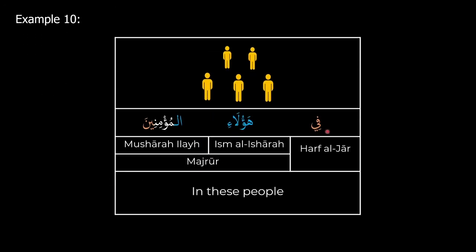Okay, and next up we have something similar. So we have fi ha'ula'il mu'minina. So fi is from our harfu jar list. And then we have ha'ula'i, which is going to be our ismul ishara because it's from our pointing word chart. And then we have the mushara ilay, which is al-mu'minina. And we know this is the mushara ilay because it begins with an al. It comes right after the pointing word, and it matches the pointing word in gender. So both of these are masculine. And then in number, both of these are plural. And then in status, since this is jar, this will also be jar. And this whole thing together is going to be the majroor of the harfu jar. And so this becomes in these people.